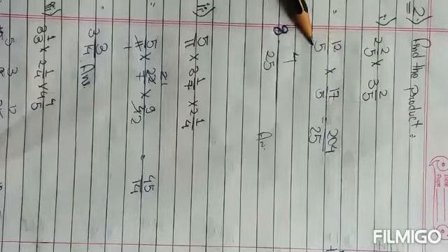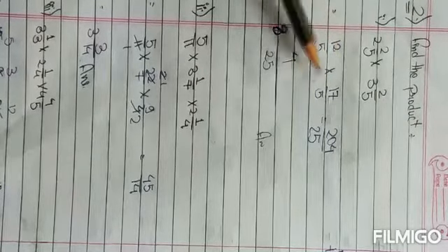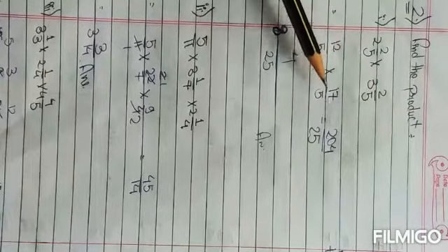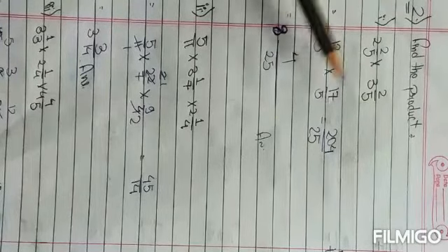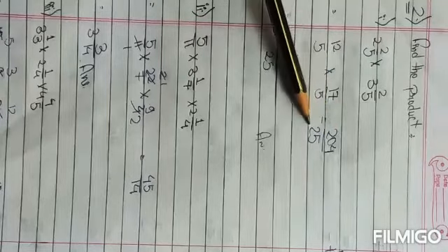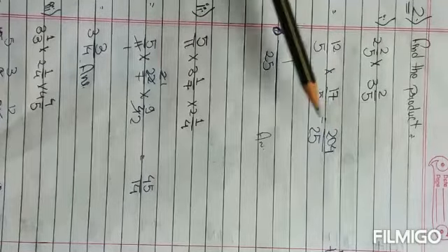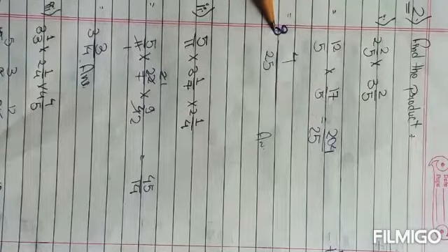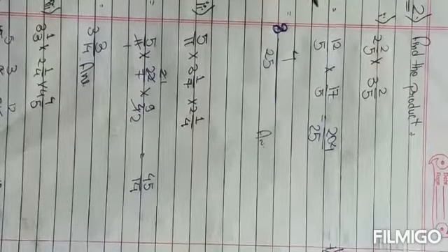After that, you have to see here. It's given 12 by 5, 17 by 5. So here there is no chance for reducing. So what you have to do, you have to multiply. After multiplying you will get 204. Down, 5 into 5 you will get 25. Then after that you have to divide and change completely into the mixed fraction.